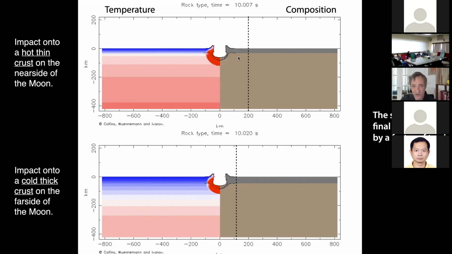In this image, there's a lot going on, but the colors here on the right correspond to composition. So this brown is the mantle and this gray is the crust. And these dashed lines here correspond to the final rim, the final size of the crater. So let's run these forward in time.